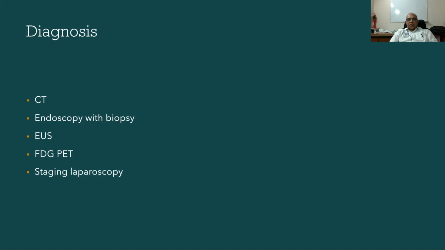The FDG PET is used sometimes in looking at lesions, especially when we think that we have a very early gastric cancer and we are going in for, say, a surgery like a gastrectomy, and you want to make sure that this patient doesn't have any kind of occult metastasis. Peritoneal disease is not well seen on conventional imaging like a CT scan. And before we embark on a surgery like a gastrectomy, often the surgeon goes in with a laparoscope to look at the peritoneum and to confirm that the disease is surgically treatable.